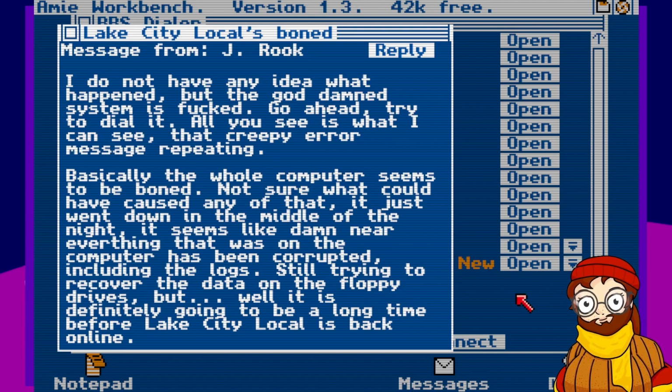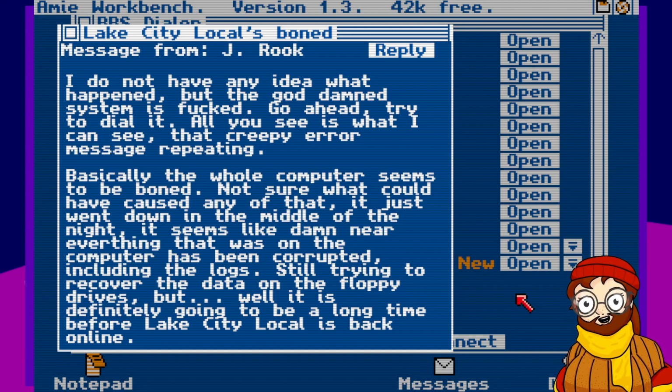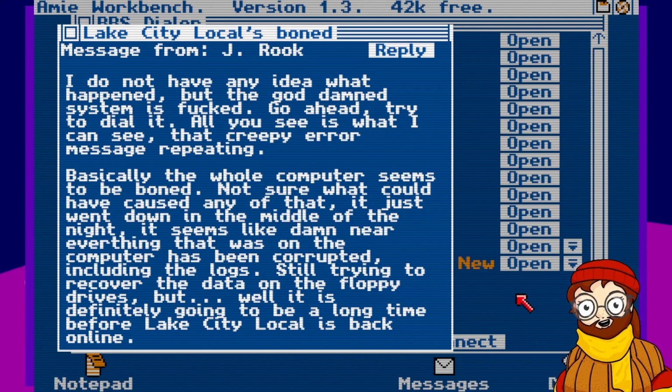That creepy error message repeating. Basically, the whole computer seems to be boned. Not sure what could have caused any of that. It just went down in the middle of the night. It seems like damn near everything that was on the computer has been corrupted, including the logs. Still trying to recover the data on the floppy drives, but, well, it is definitely going to be a long time before Lake City Local is back online.